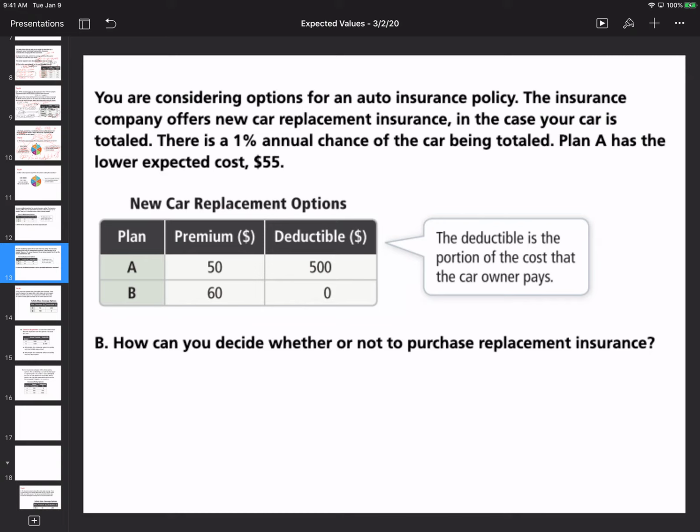Hello, class. For today, I'm going to go over the expected values of a question dealing with insurance. The reason I'm giving you this question is because on the quizzes and tests, I have a question like this for you, so that once these types of questions arrive, you should know how to do these. But before that, let's go over the deductible and premiums and how that works.